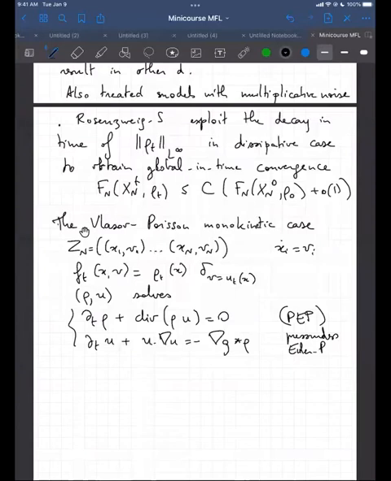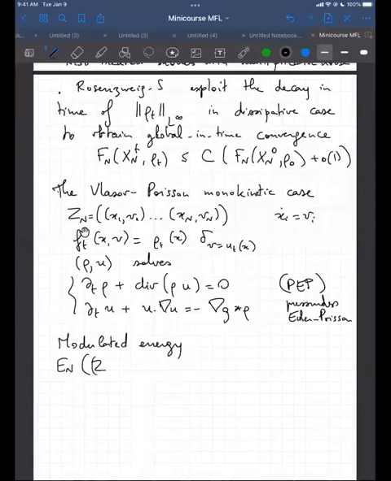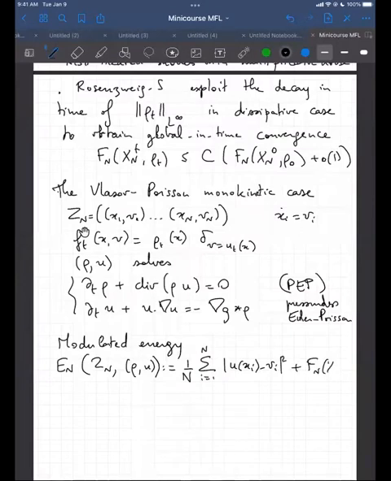People have proven that this is well posed, at least for short time. There can be a blow up in finite time, but at least for short time. So what is the modulated energy that you want to define there? E_n of Z_n modulated with the limit rho, u is defined as 1 over n, sum from 1 to n, of |u(x_i) minus v_i| squared, plus F_n of X_n, rho.